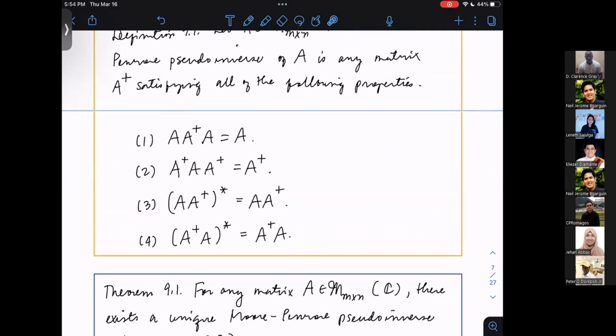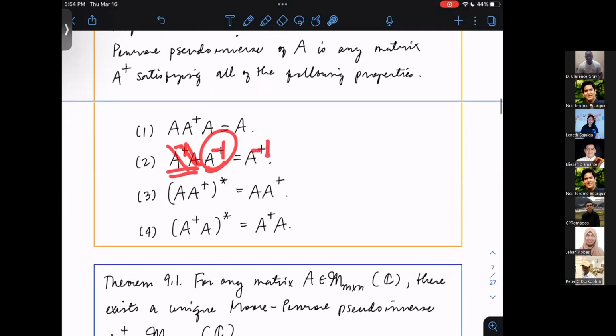Because again, if A is invertible, we can replace this by A inverse. A inverse is the identity matrix, right? So that's going to be the identity matrix. Identity matrix times A is A. So that's satisfied. Property 2, this will be A inverse. A inverse times A is identity. Identity times A inverse is A inverse, right? So that's also satisfied.